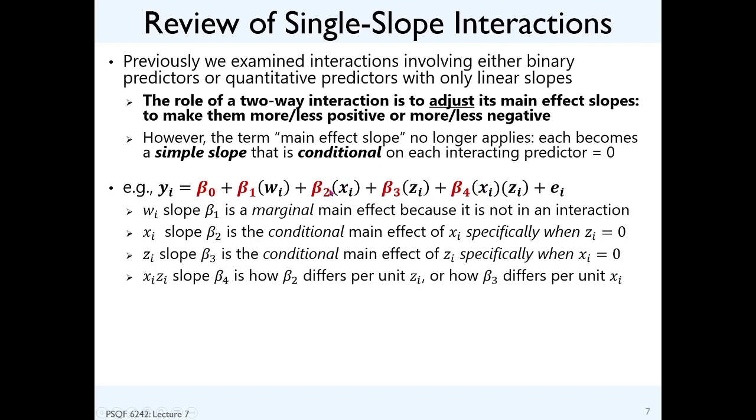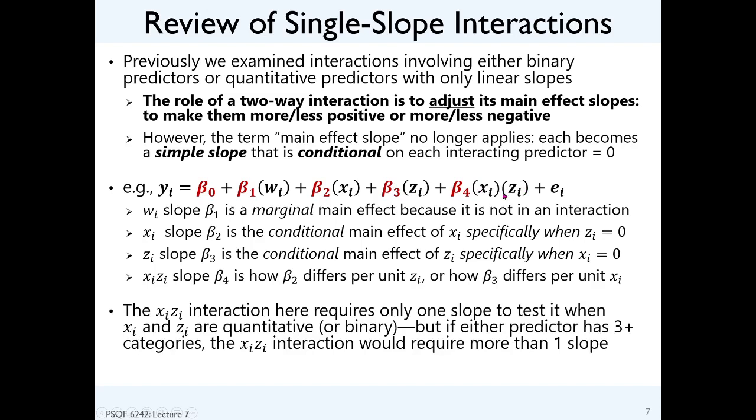And the role of the interaction term, beta 4 in this case, is to talk about how the slope for the effect of X changes as a function of Z, or how the slope for the effect of Z changes as a function of X. Notably in this example, the effect of X and the effect of Z are each characterized using only one slope. So this would be the case if they were quantitative predictors who had linear slopes only, or if they were binary predictors and it was just 0 versus 1. So we only need one interaction term to describe how each predictor moderates the effect of the other, because each simple slope only takes one.